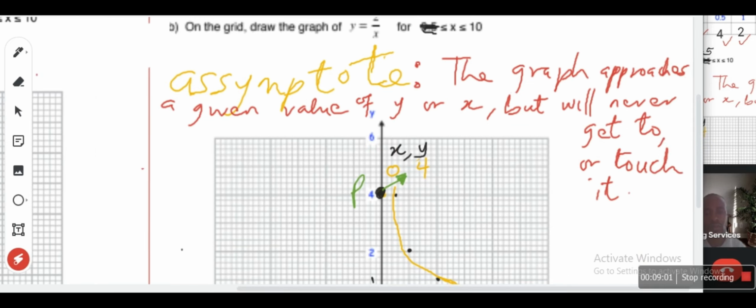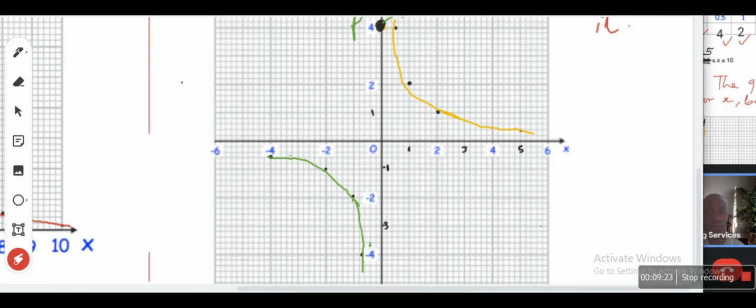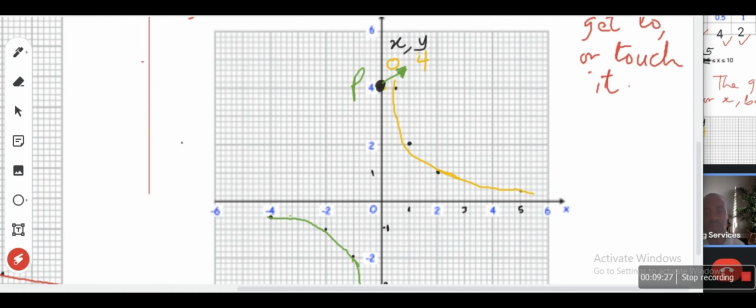Okay. So the graph approaches a given value of y or x, but will never get to or touch it. That's what asymptotes mean. You find asymptotes in situations like this, when it is going to be infinity, like y equal to 2 over 0. 2 over 0 is infinity. So when x is 0, it will be infinity. So it will never touch the y-axis. All right. Those kind of graphs form asymptotes. You know, sometimes you may find them in 2 different separate parts of the graph.